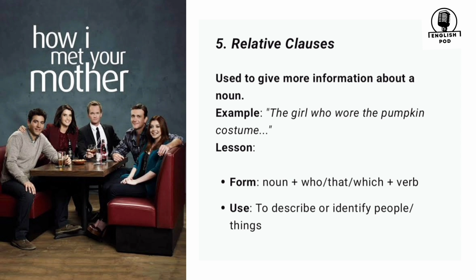Precisely. So that's noun plus who or that or which, and then the rest of the clause. It's a way of giving us more information about a noun without having to start a whole new sentence. So in this case, we know exactly which girl Ted is talking about. It's not just any girl. It's the one with the awesome costume. And that's important, right? It makes the story clear and specific. Imagine if he just kept saying the girl, we'd be lost.